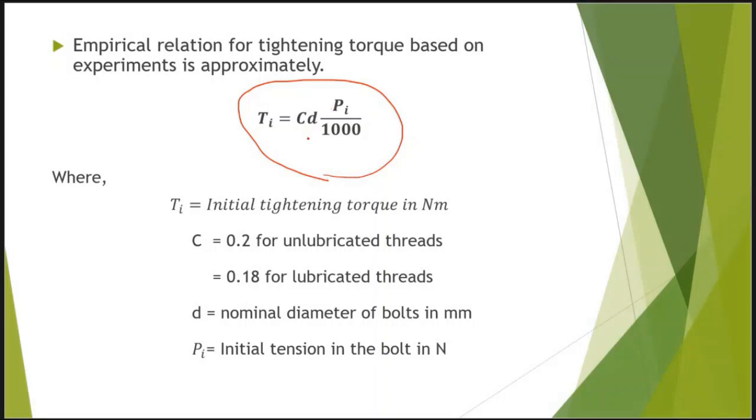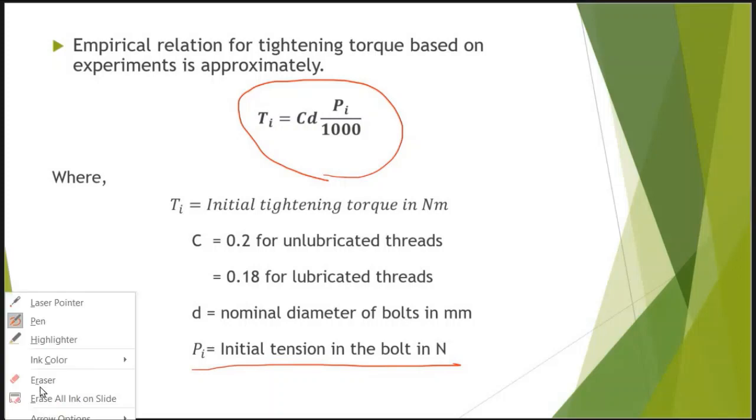So what will be the initial tightening torque? Actually, using normal calculation we can't calculate the initial tightening torque, so we are using an empirical relation. TA is equal to C D into PA by 1000, where PA is the initial tension in the bolt in Newton, that we already discussed. D is the nominal diameter of the bolt in mm, and C is a constant. The value of C depends upon the lubricating condition of the thread. For lubricated threads, the value of C is 0.18, and for unlubricated threads, the value of C is 0.2.